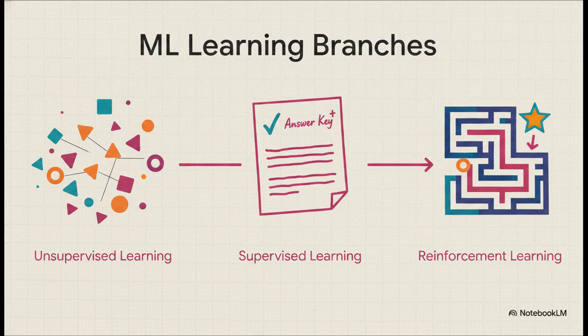Here, we actually give the machine labeled data. It's kind of like giving a student an answer key, so it learns how to predict outcomes over time. And finally, there's reinforcement learning. This is where the machine learns purely through trial and error. It develops policies by being rewarded for good actions. Honestly, it's a lot like training a puppy. So, those are your three core ways machines learn from data.